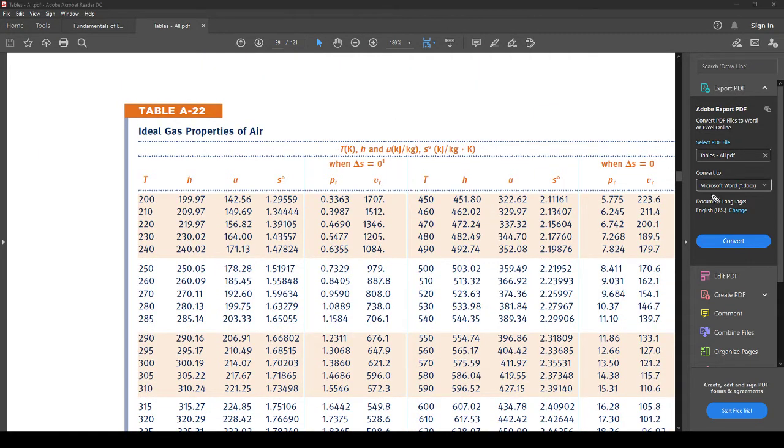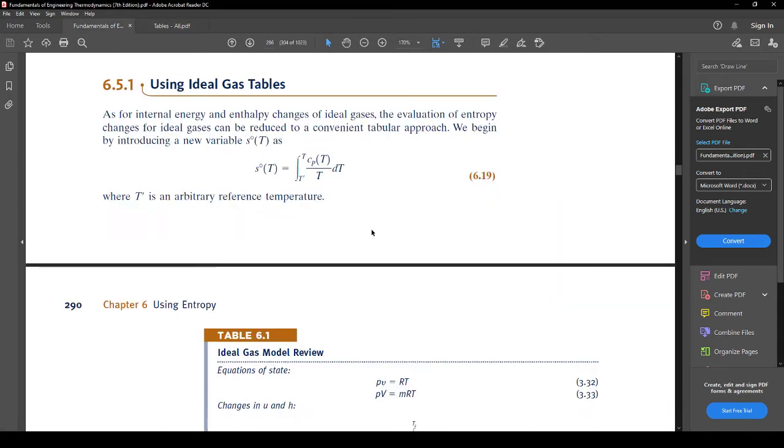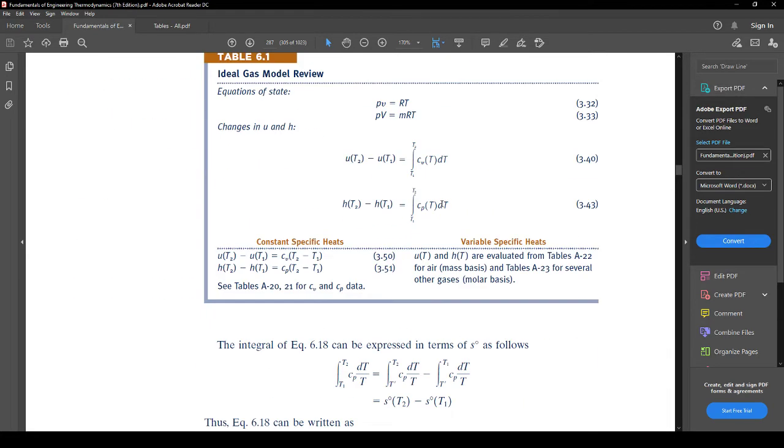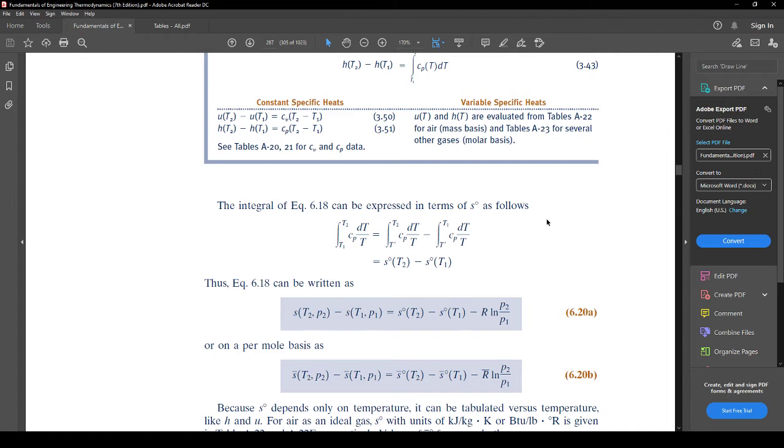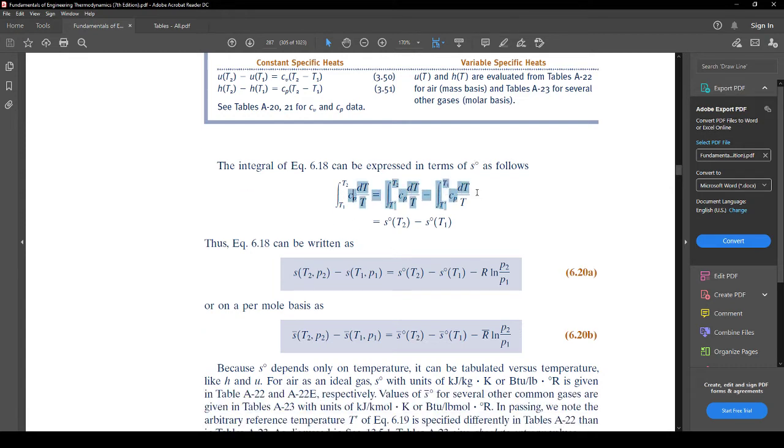So if you can see right here, that is the property we're talking about, which is absolute entropy. Whenever you see that little S with the little degree sign, that's what we're talking about. So S absolute is equal to the integral of CP of T divided by T dT, where T prime is an arbitrary reference temperature. So it's essentially a reference number, okay? It says the integral of equation 6.18 can be expressed in terms of S absolute as follows. So you get this, and then it equals S absolute T2 minus S absolute T1.